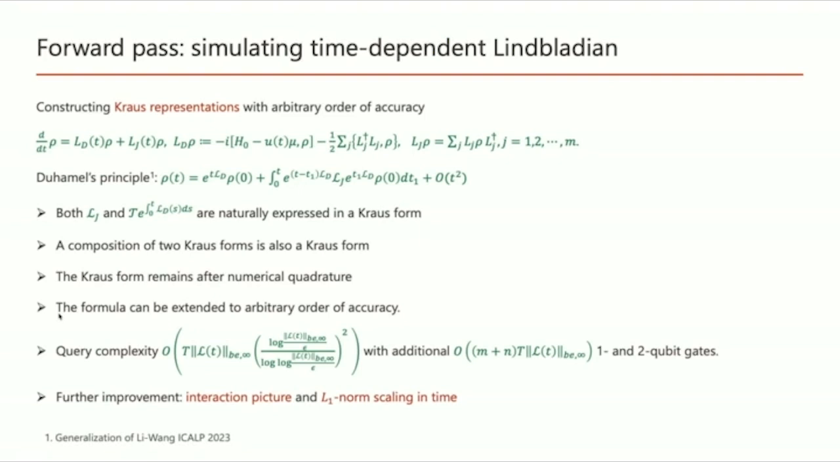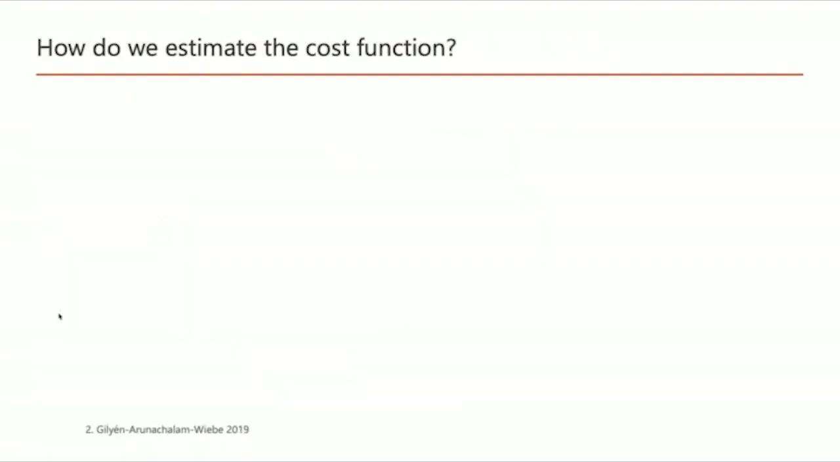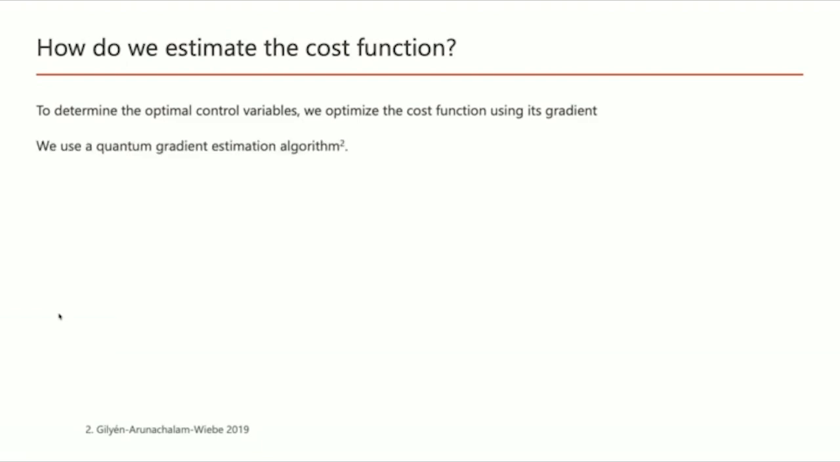Right? Now, the second component is the optimization. So how do we compute the cost function? How do we compute its gradient? Right? Now, we use the gradient-based algorithm because for these algorithms, the complexity of the optimization algorithms are much easier to figure out. All right. Now, to compute the gradient, we use the quantum gradient estimation algorithm. So we follow this paper, and so this is an improved method on the Jordan's algorithm.